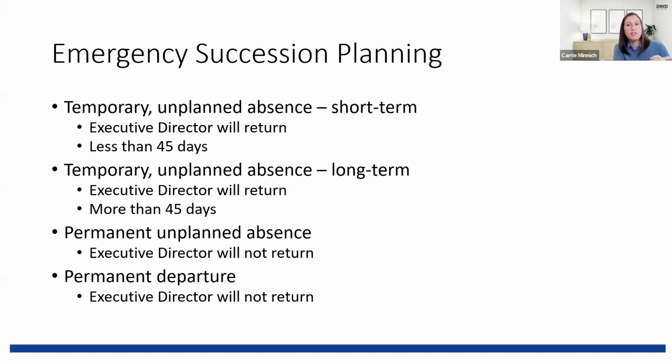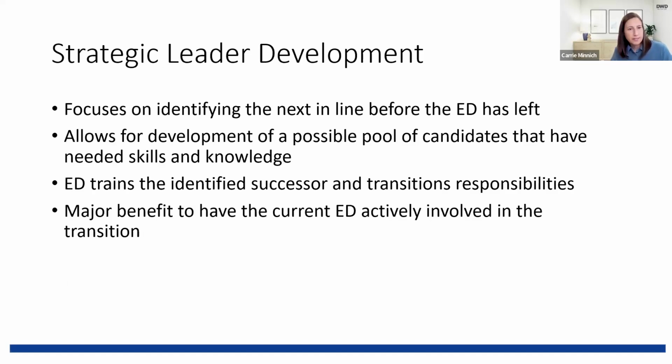Again, it's all about maintaining the smooth transition, maintaining those relationships within the organization so it doesn't impede on any programming or mission of the organization. So when we talk about more of the permanent type lead succession transition, the first one is the strategic leader development. So this focuses on identifying the next in line before the executive director has left. So let's say your executive director has said, okay, we think we're going to retire, or that maybe the executive director hasn't specifically said they're going to retire, but you know as a board that they're probably going to retire pretty soon. So we really need to identify who's going to step up and take over when they leave.